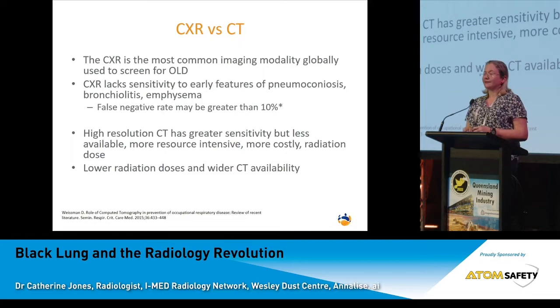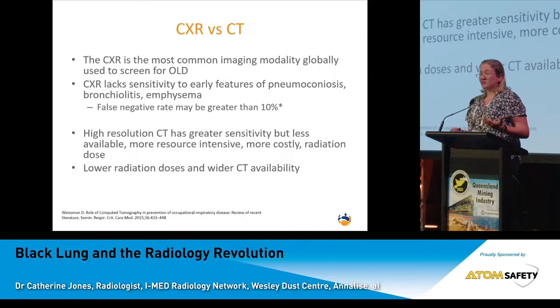However, like with everything in technology, in the last 10 years, we've made some pretty significant advancements. So the amount of radiation dose, or the X-ray dose that we give to the worker, has come down dramatically in the last 10 years. It is now less than 20% of what we would have done 10 years ago. In addition to that, we have different technologies available to us to do really low dose CT, which is pretty much the same radiation dose as giving someone a chest X-ray.